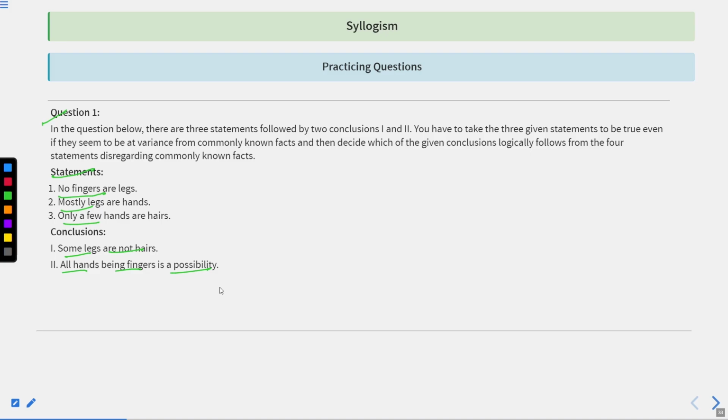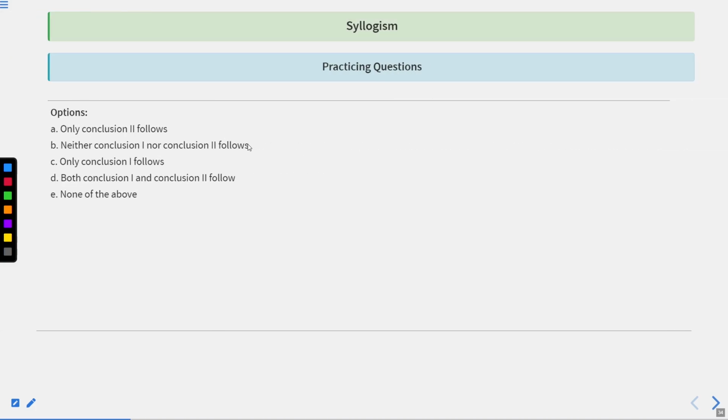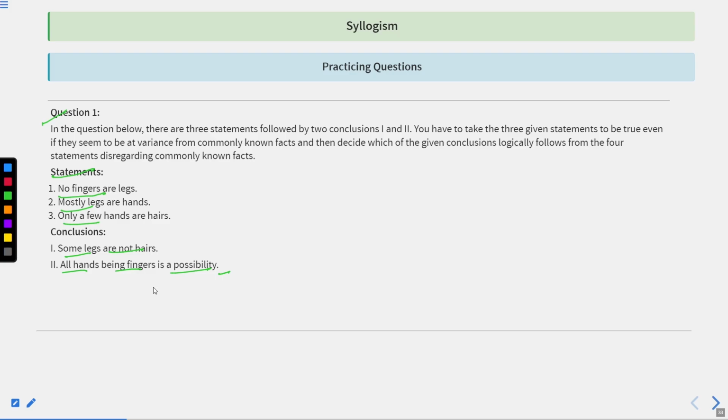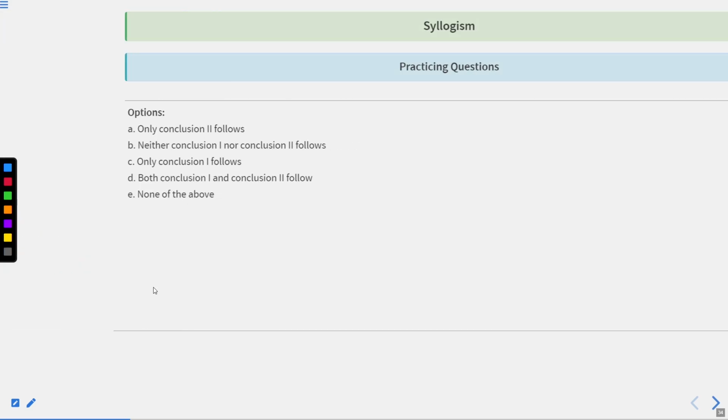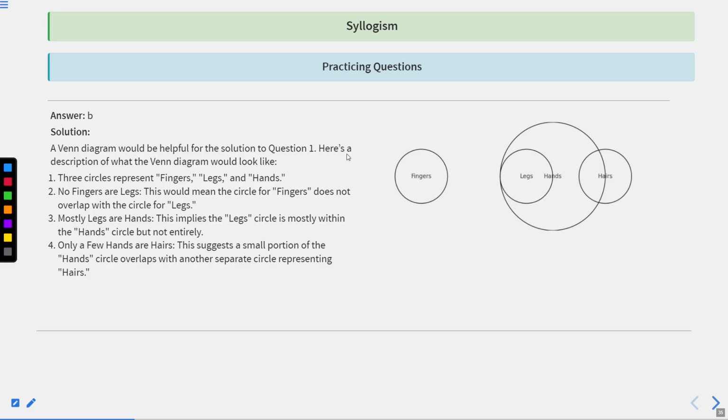And what was our answer, guys? What was our answer for this question? The answer was: neither conclusion 1 nor conclusion 2 follows. Why is it so? We have already discussed it. Because once we draw the Venn diagram, the Venn diagram would look like this.